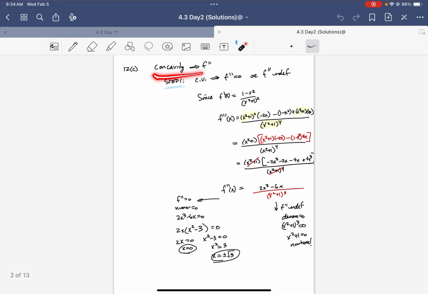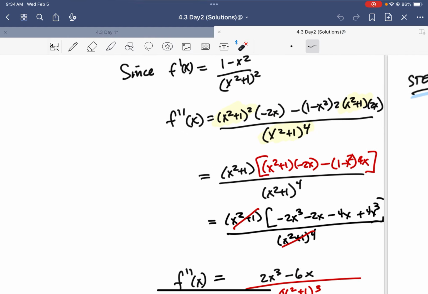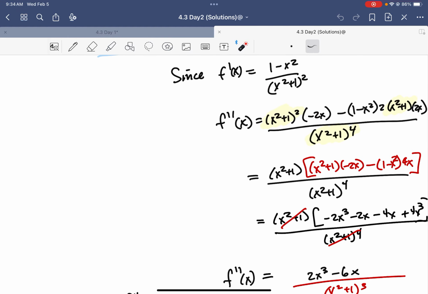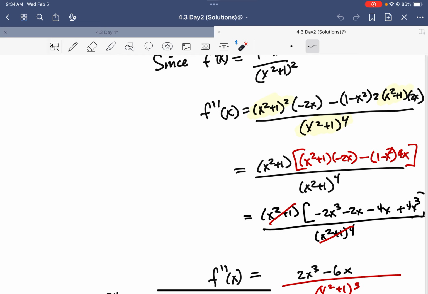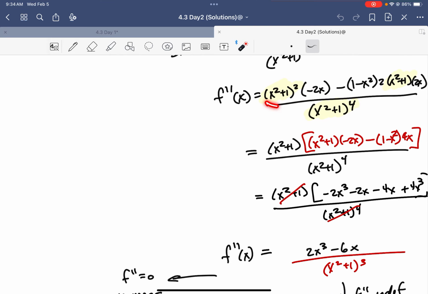Then we look at C, concavity. Here's step 1. Take my second derivative. So here's where it gets a little more interesting. If I have this first derivative, when I take the derivative, I do low d high minus high d low over low squared. Notice after that, the algebra is really where you make your paycheck. So there's an x squared plus 1 here and here.